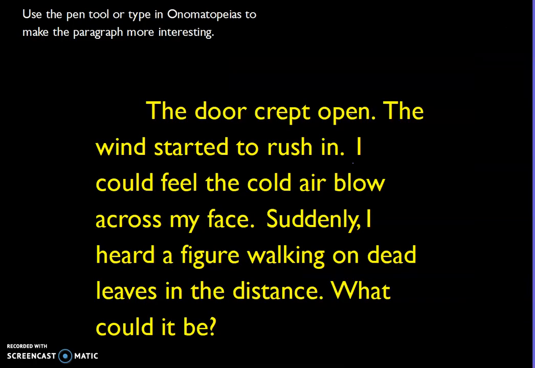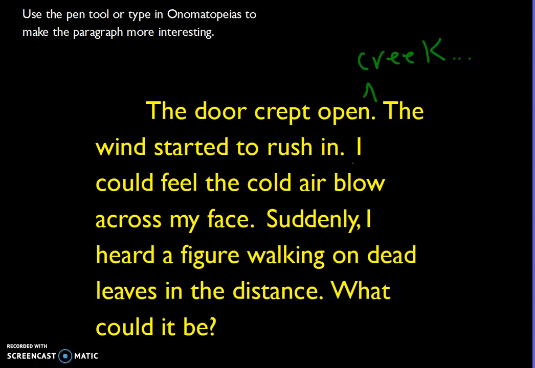Let's see if we can find some onomatopoeia in this paragraph. The door crept open. The wind started to rush in. I could feel the cold air blow across my face. Suddenly, I heard a figure walking on dead leaves in the distance. What could it be? So where could we add some onomatopoeia? Maybe after the door, we could add creak.